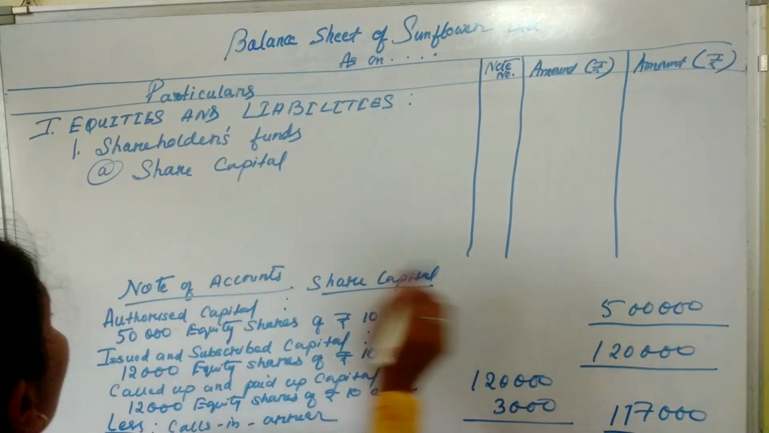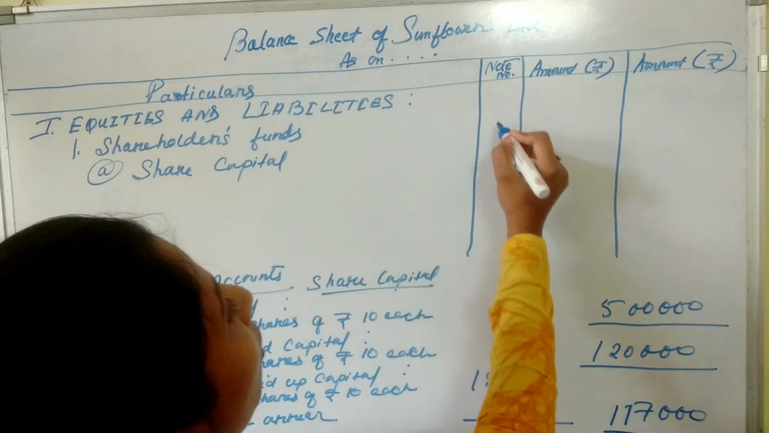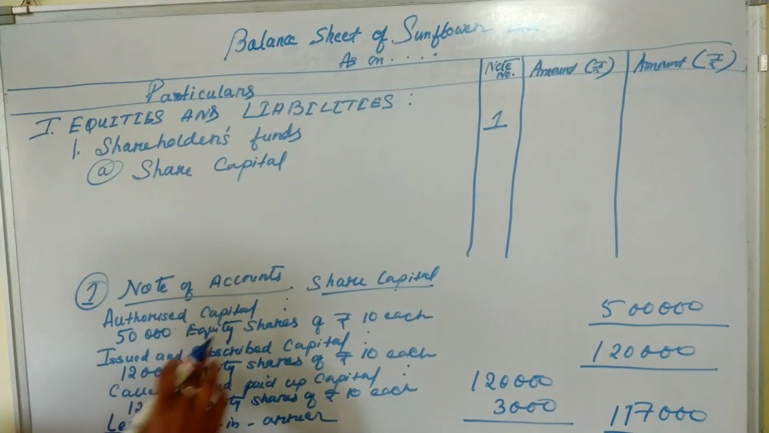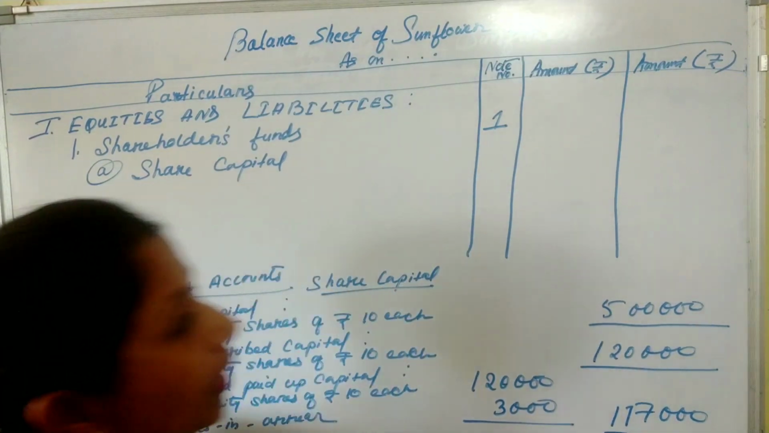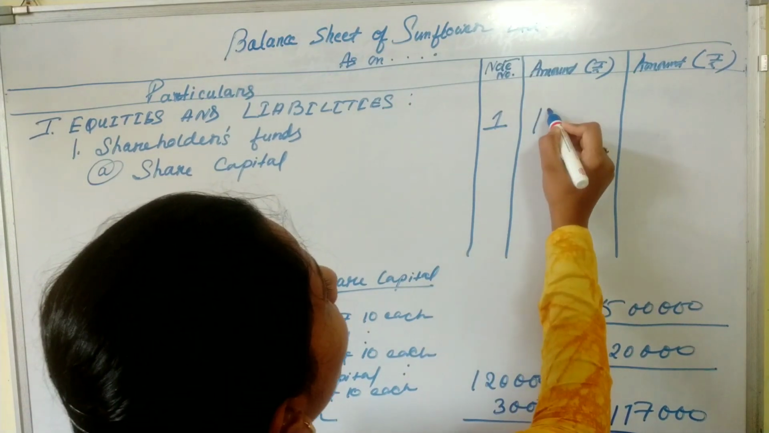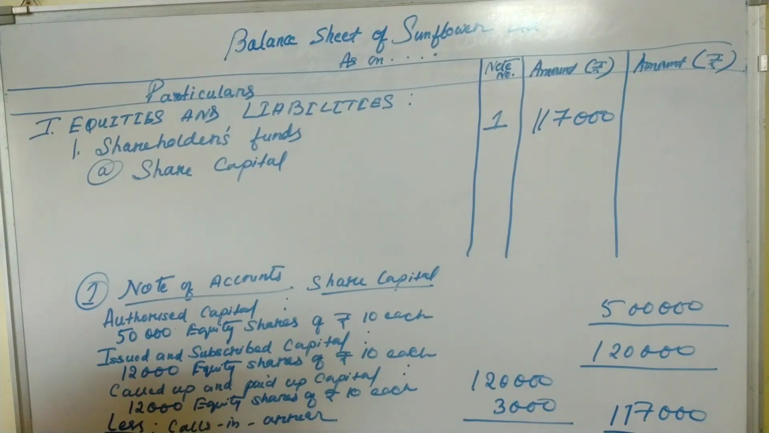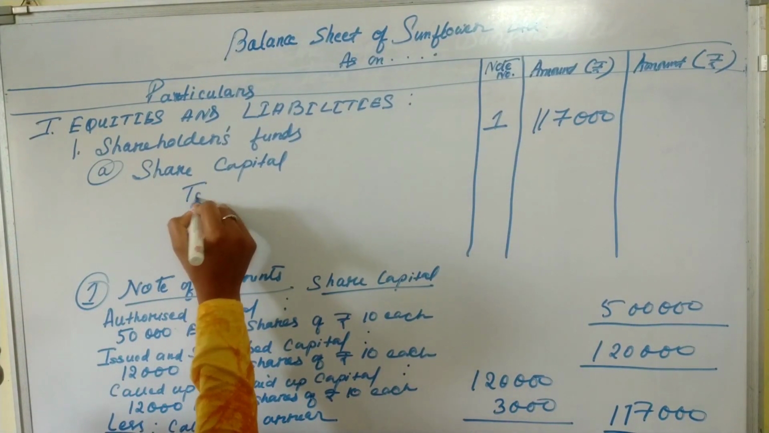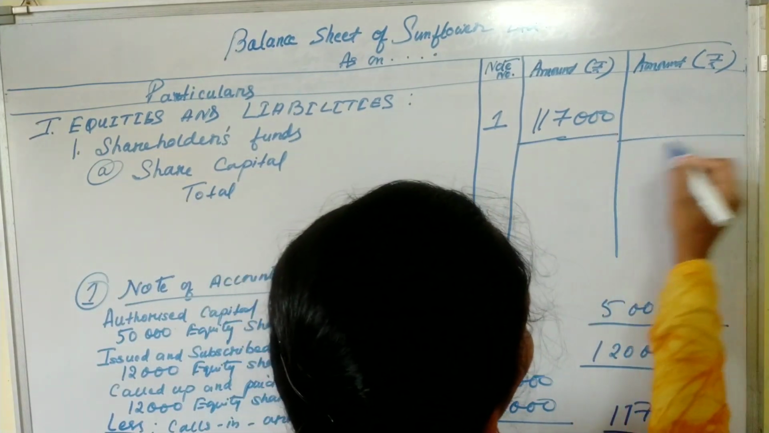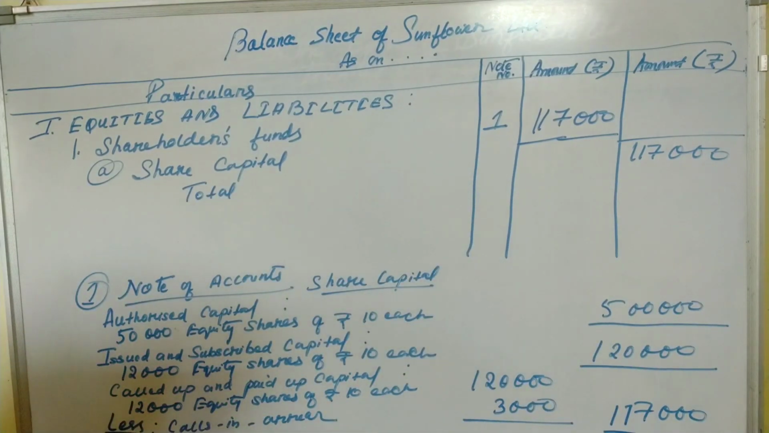So our notes of account first is note number 1. Here we will write note 1. And the amount we have calculated is 1,17,000. We will write here 1,17,000. Then we will make it total, 1,17,000.